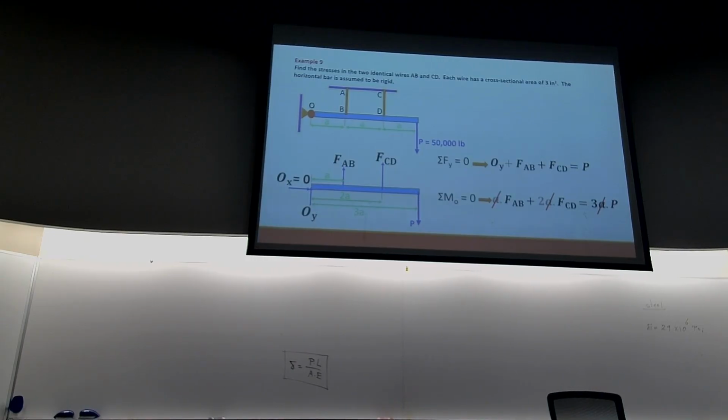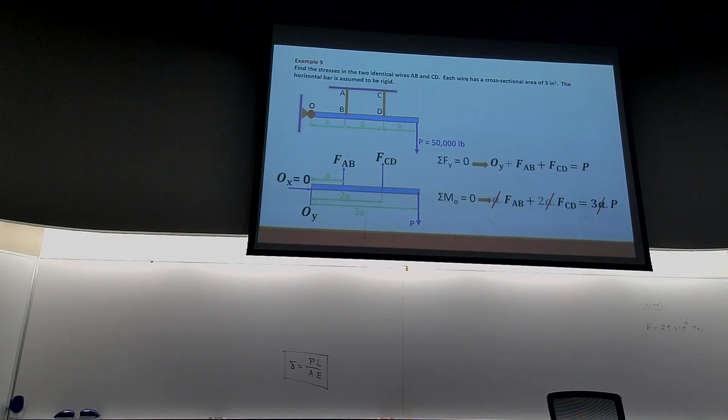The blue member is assumed rigid, so it doesn't deform, it stays straight. The wires are going to be stretched. They are both in tension. But which one stretches more? CD, right? How much more? Twice as much, because it's twice as far from the pin.